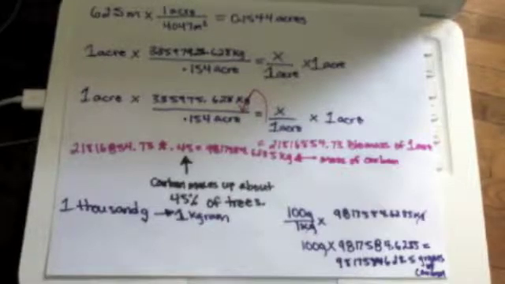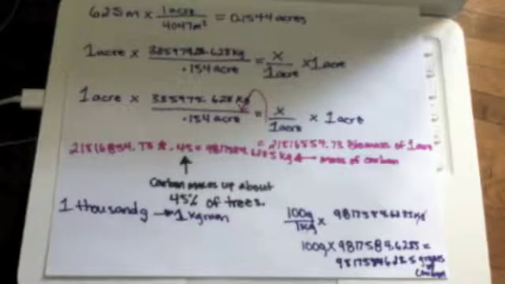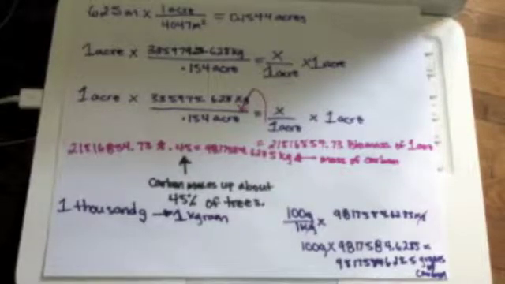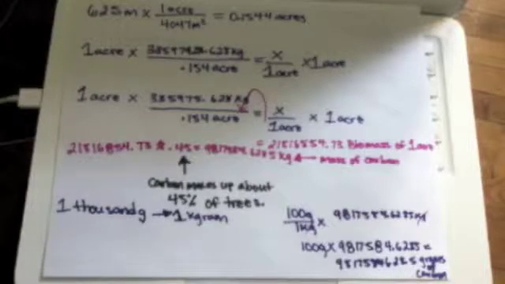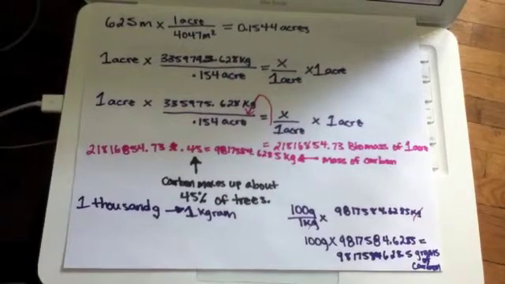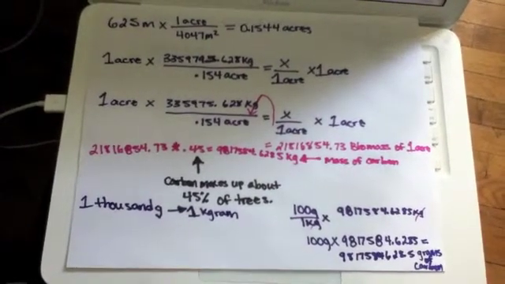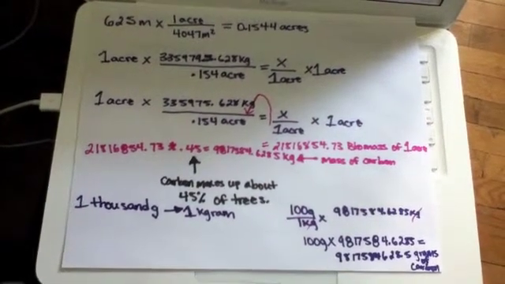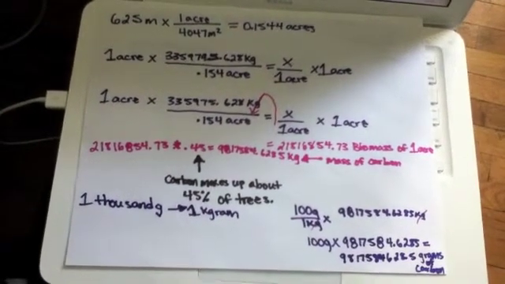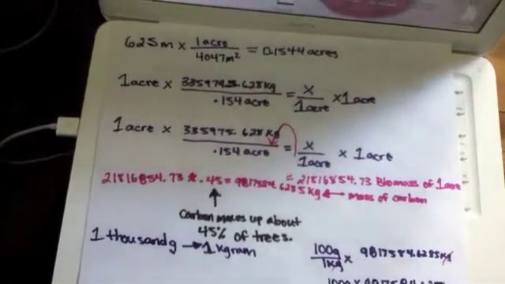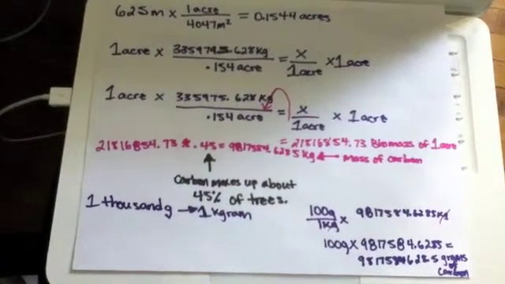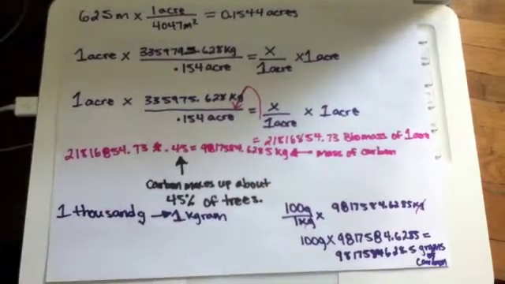So you have to do 1 acre times 335,979.628 kilograms divided by 0.1544 acre. And that gives you 2,176,854.73 biomass of 1 acre. You use the biomass of 1 acre number times 0.45. The 0.45 is because carbon makes up about 45% of trees. And this gives you 981,7584.6285 kilograms.